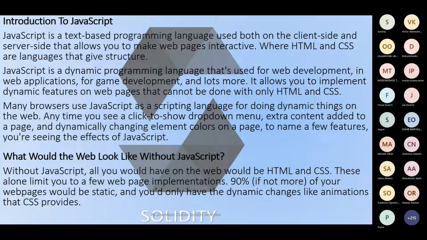Many browsers use JavaScript as a scripting language for doing dynamic things on the web. Anytime you see a click to show a drop-down menu, extra content added to a page, and dynamically changing element colors on a page, to name a few features, you are seeing the effect of JavaScript.